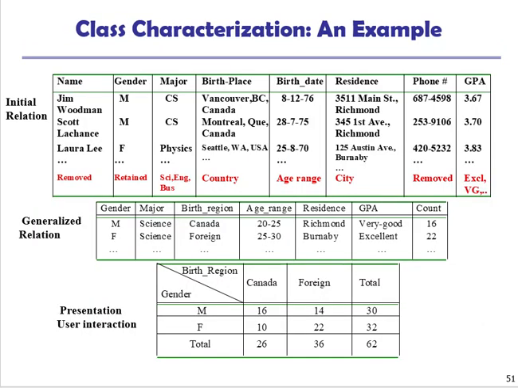So in this example, we have the initial relation that we collected using the select statement. We have name, gender, major, birthplace, birth date, residence, phone number, and GPA collected. And the system will start to generalize. Looking at the first column, name, the system will see that this column has very high cardinality. And for categorical data, the system is going to have a set of generalization rules. It looks at a column and sees if the column matches the rules the system has.